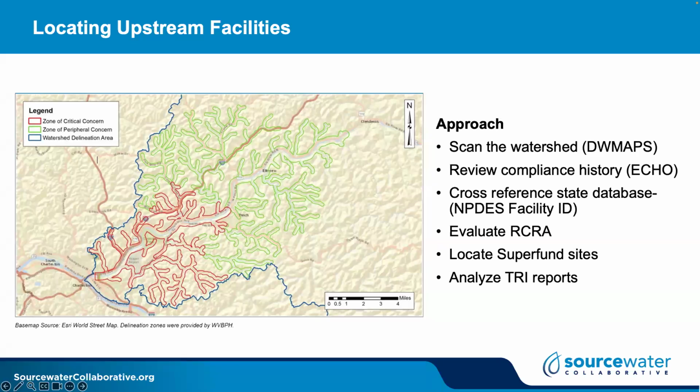They're also listed on the slide here. I'll describe the tools in a little bit more detail, just how we utilize them, but it's really a matter of scanning the watershed. DW Maps is a great resource for that. Then reviewing facilities' compliance history in EPA's ECHO database, evaluating risks, as well as locating potential Superfund sites and TRI reports. So there's a variety of different things.